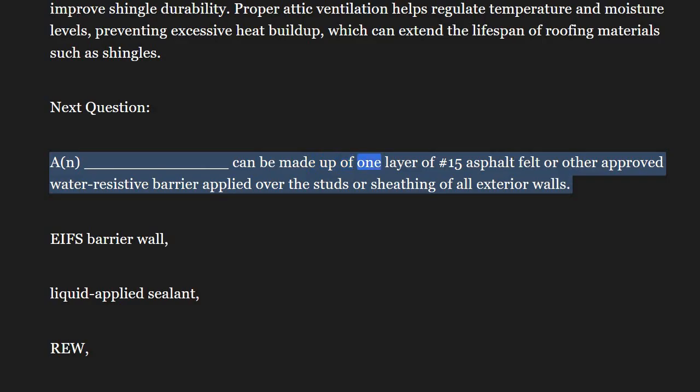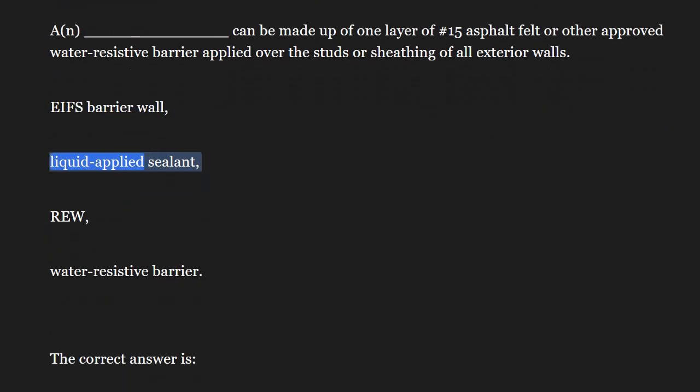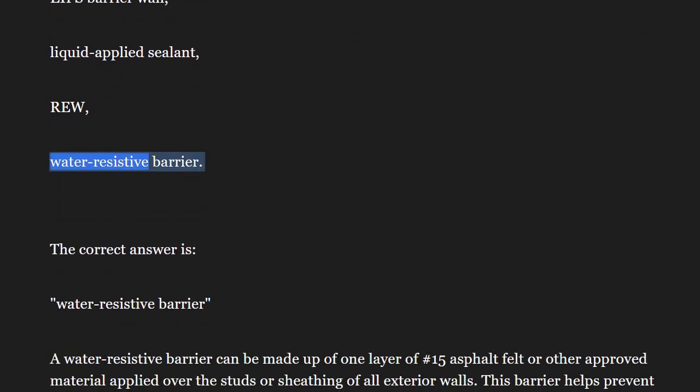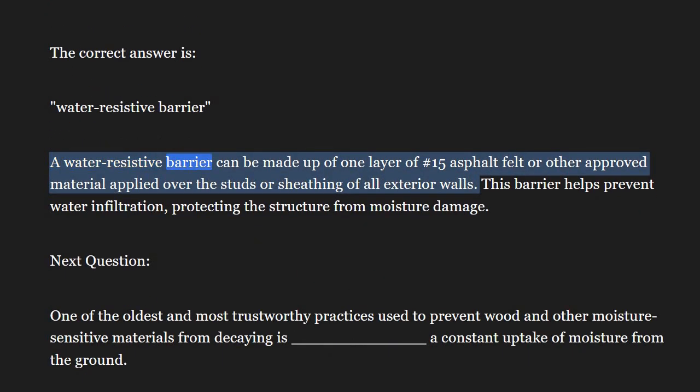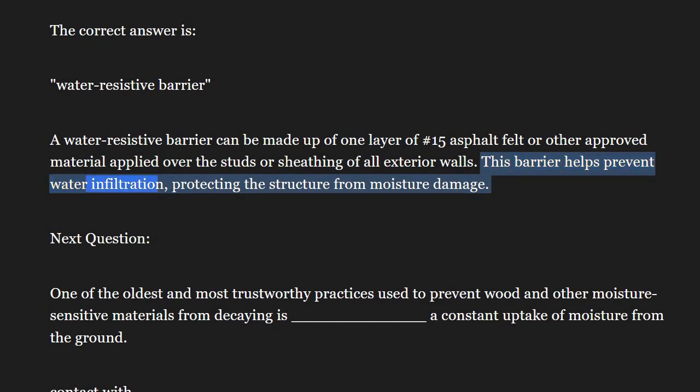A blank can be made up of 1 layer of 15 asphalt felt or other approved water-resistive barrier, applied over the studs or sheathing of all exterior walls. Options: barrier wall, liquid applied sealant, or water-resistive barrier. The correct answer is water-resistive barrier. A water-resistive barrier can be made up of 1 layer of 15 asphalt felt or other approved material applied over the studs or sheathing of all exterior walls. This barrier helps prevent water infiltration, protecting the structure from moisture damage.